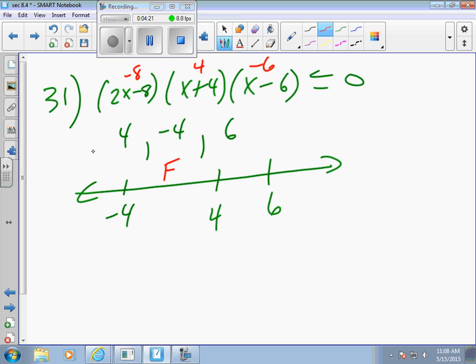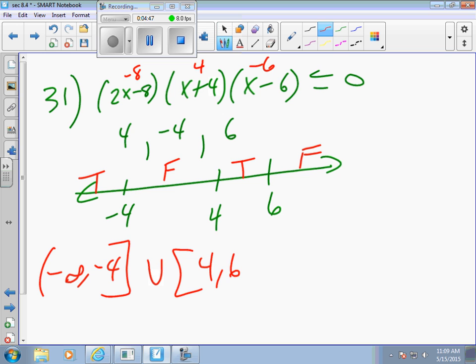Now, just like I said on the last example, they're going to alternate. So the interval next to the false interval would be the true interval. Next to the false is true. Next to the true is false. So all I had to do is check one point to find out if this was true or false. And then I'm going to write my intervals from negative infinity to negative 4. Remember, because of the equal sign, we're using a bracket. Union 4 to 6.